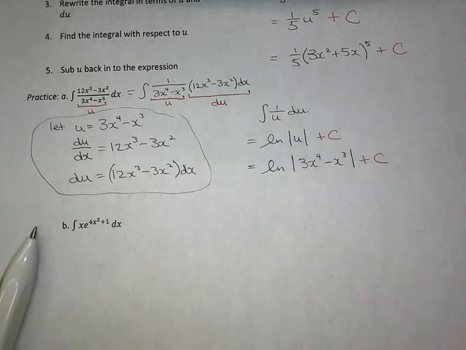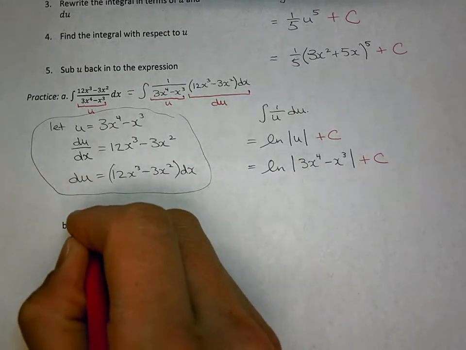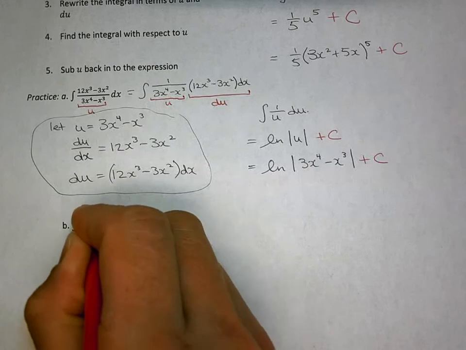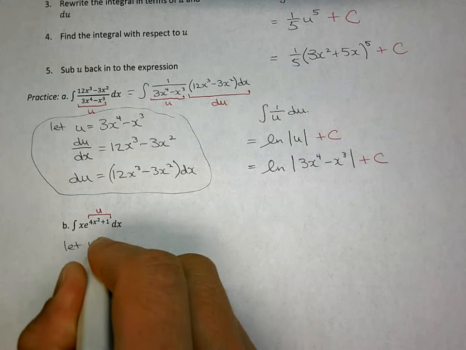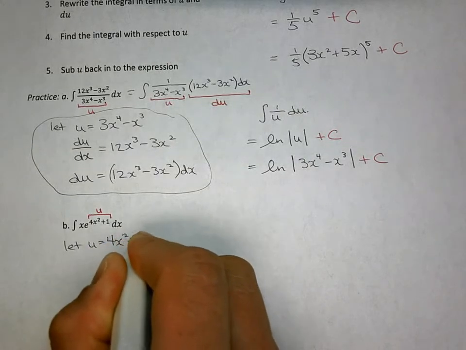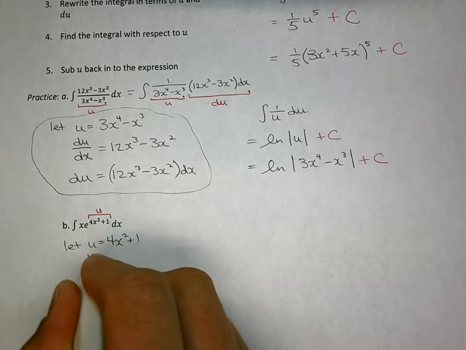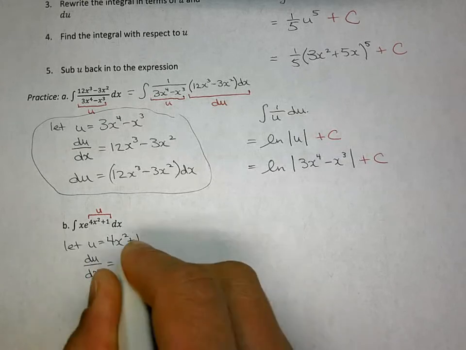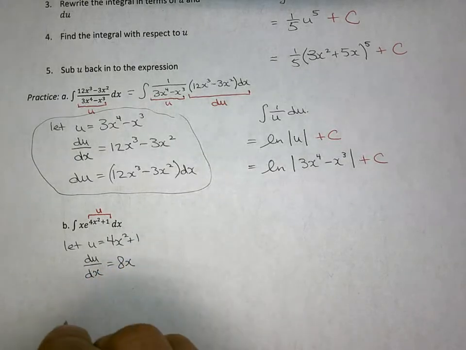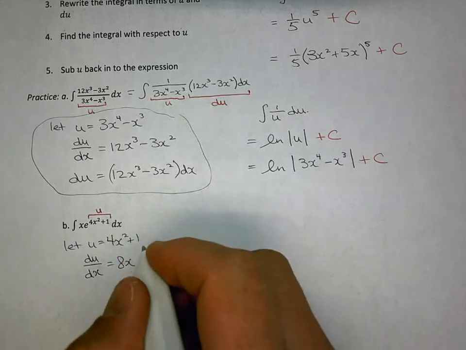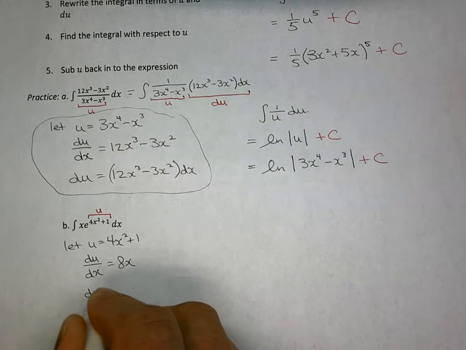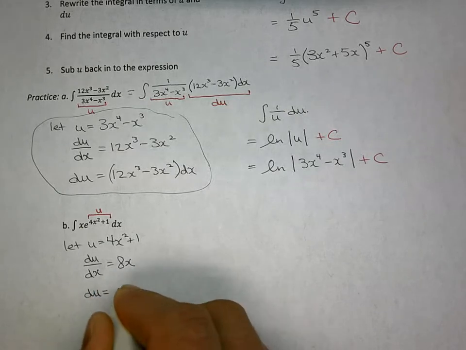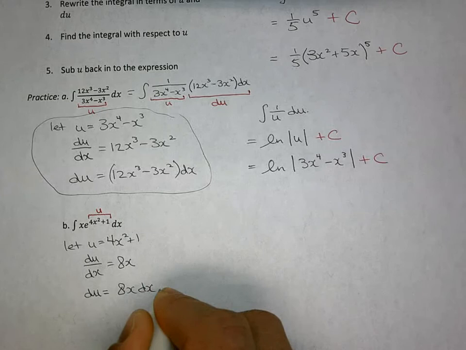We have this thing, which is u. We're going to define the thing inside the bracket as u. So we let u equal 4x squared plus 1. My next step is I take the derivative with respect to x, so I get 8x. Okay. So then I cross multiply and I end up with du is equal to 8x dx, which is great.